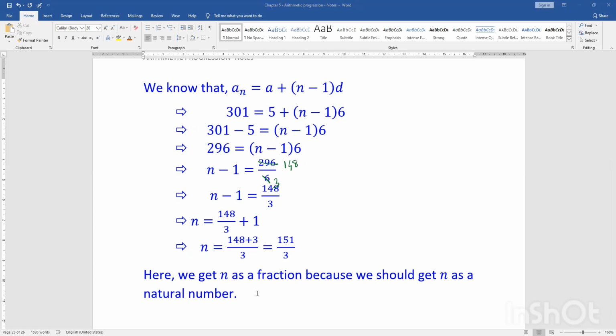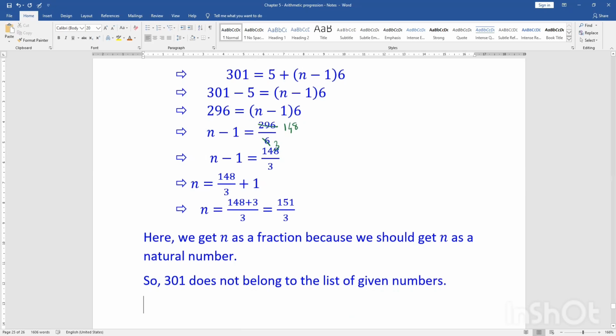So that means 301 does not belong to the list of given numbers. Okay.